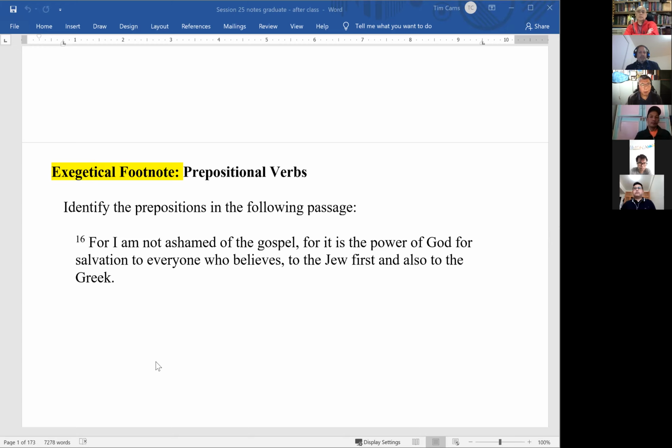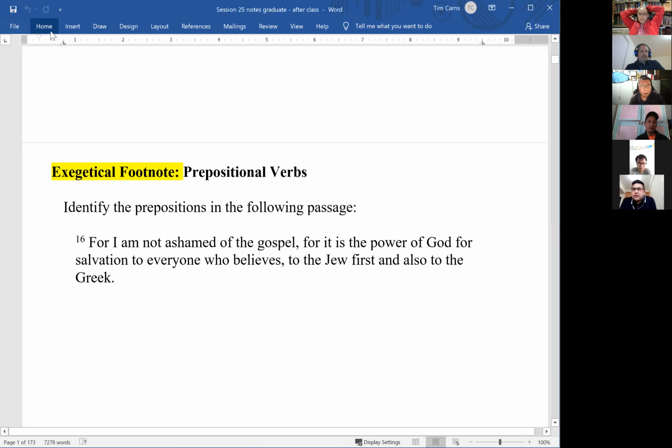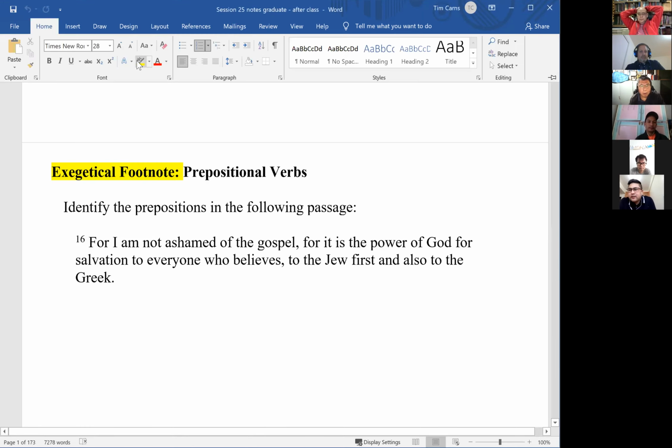We'll have Tabs do that for us, all right? Since his brain is fresh after studying all these deep theology concepts, all I want you to do, Tabs, is just identify the prepositions that you see in this passage. Okay. Yes, Pastor. For I am not ashamed of the gospel, for it is the power of God for salvation to everyone who believes, to the Jew first, and also to the Greek.